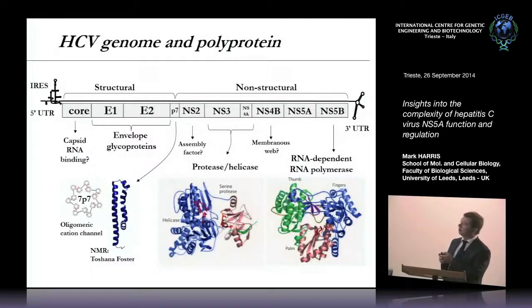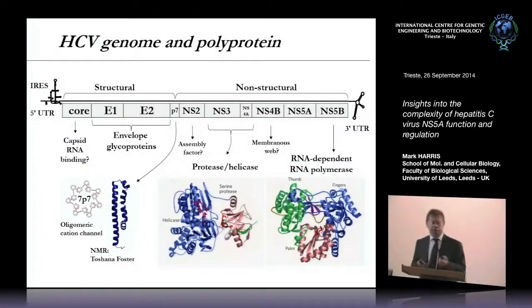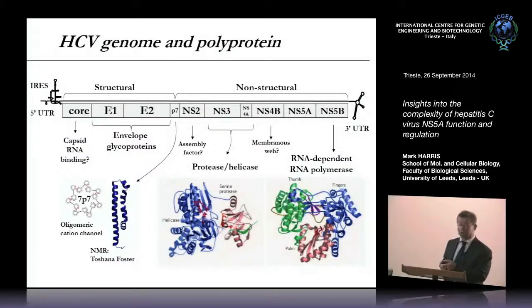NS2 and NS4B are other proteins that have, we understand some of the functions of some of these proteins, but in many cases we really don't understand fully what these proteins are doing in the virus life cycle. And NS5A I'll come back to in a minute and tell you in a bit more detail.